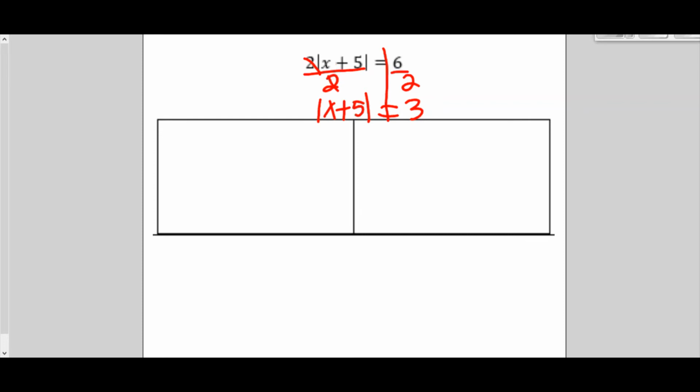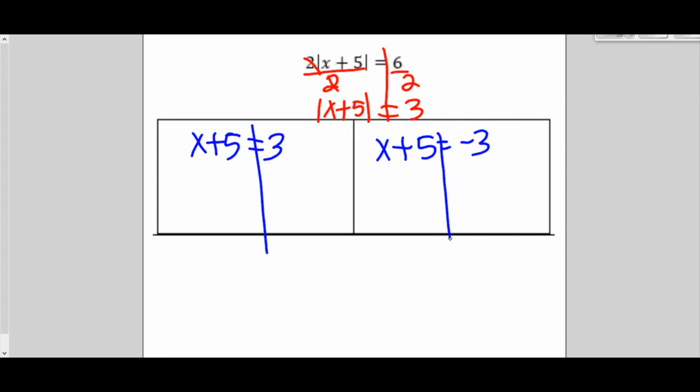Now I'm going to make my two equations. x plus 5 equals 3 and x plus 5 equals negative 3. These are my two equations. You're going to draw the line. To solve these, we subtract 5 from both sides. So subtract 5 here and subtract 5 here. 3 minus 5 is negative 2, so x equals negative 2. And negative 3 minus 5 is negative 8, so x equals negative 8. These are my two solutions for this absolute value equation.